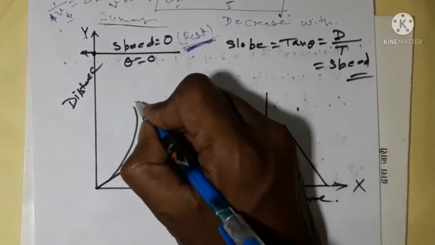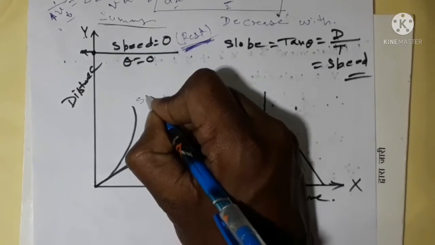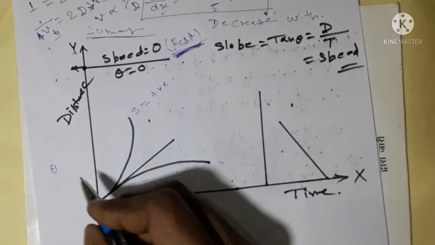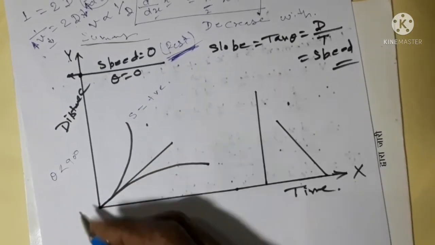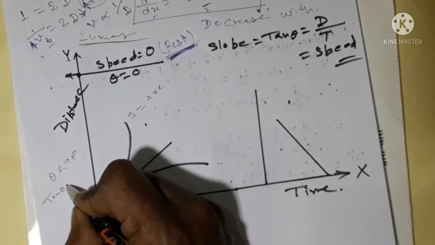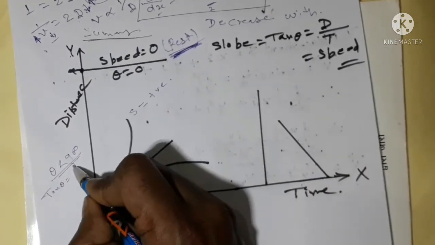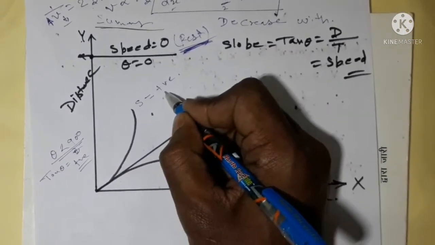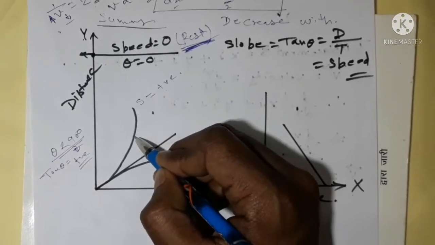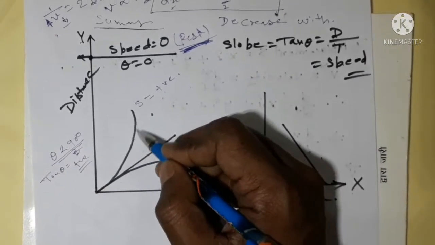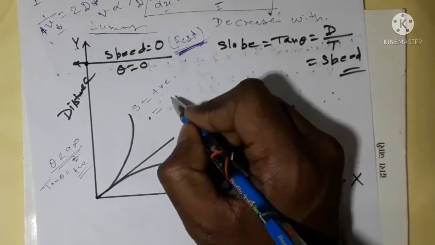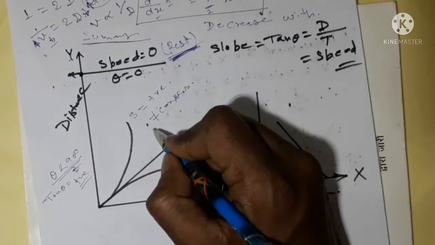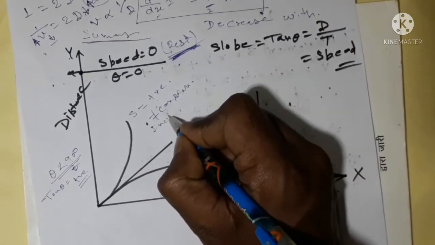Now here the speed is positive. How positive? Because theta is less than 90 degrees and all values of tan theta for less than 90 degrees are always positive. So distance by time, the speed, is always positive, and the graph is not a straight line, it is non-linear, so the speed is not constant. This type of graph increases with time.